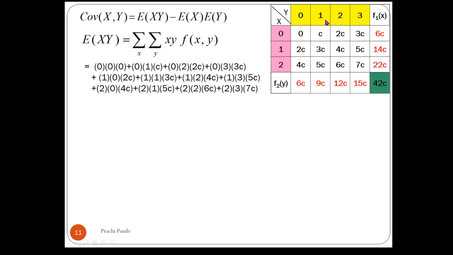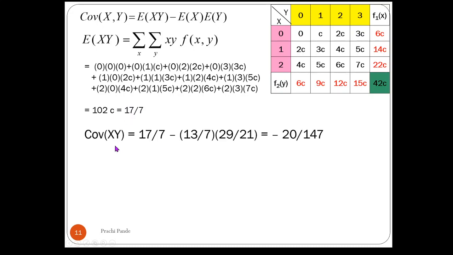Now 0 into 1 into its probability. So in this way I have calculated it for all the 12 values, that is 3 values for x and 4 values for y. So total 3 into 4, for 12 values we have to run this summation, and expectation of xy is equal to 17 by 7. Now substitute this in the formula of covariance of xy. We get the value for covariance of xy as minus 20 by 147.